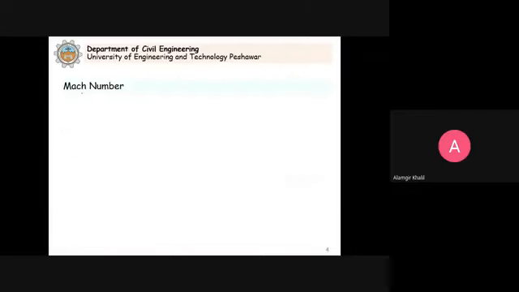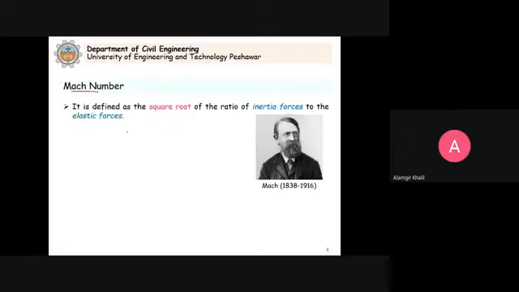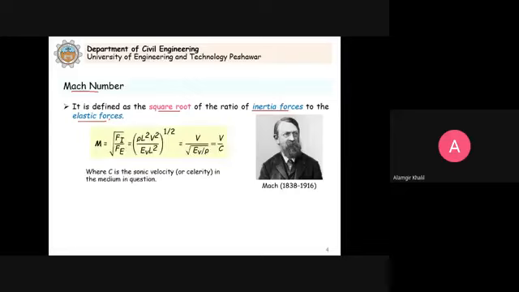Now the third one, that is the Mach number. The Mach number is defined as the square root of the ratio of inertia forces to the elastic forces. Clear? So this is the Mach number. Now remember, all the dimensionless numbers are denoted by a bold face capital letter. Clear? Reynolds number, bold capital R. Froude number, bold capital F. And now the Mach number.